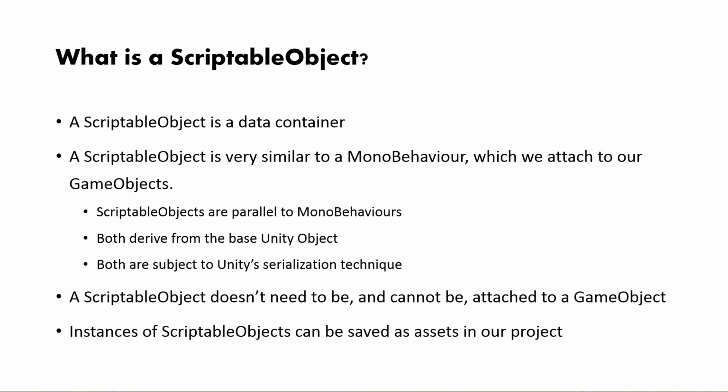Now, a scriptable object doesn't need to be, and as far as I know, cannot be attached to a game object. So they are pretty much either created at runtime and destroyed at runtime, which is not something that I'm very familiar with, though people have used it for that. But instances of the scriptable object can be saved as assets in our project.